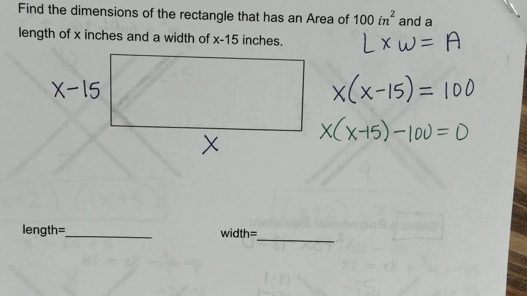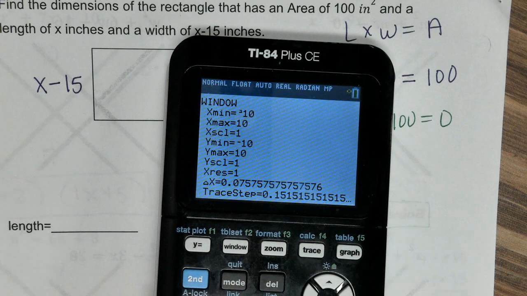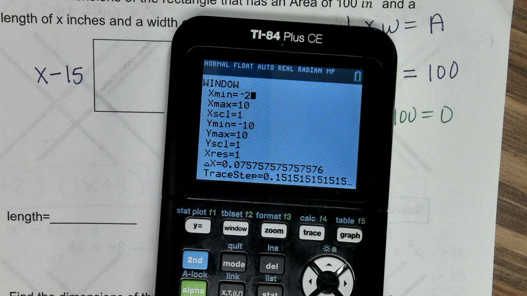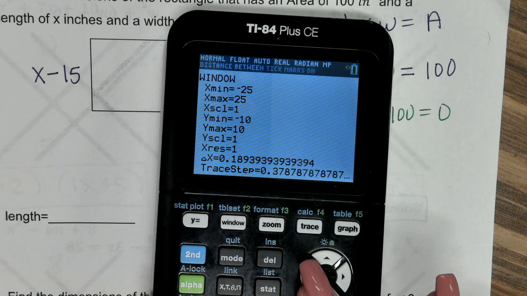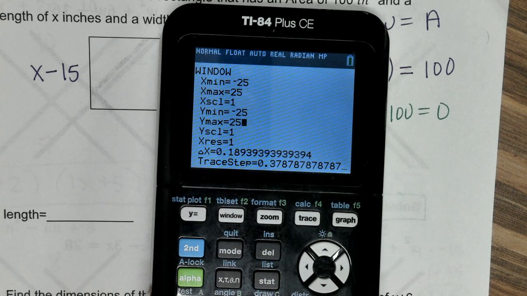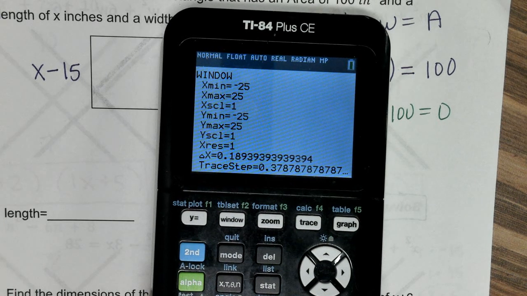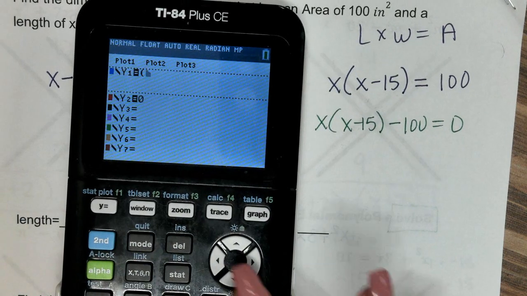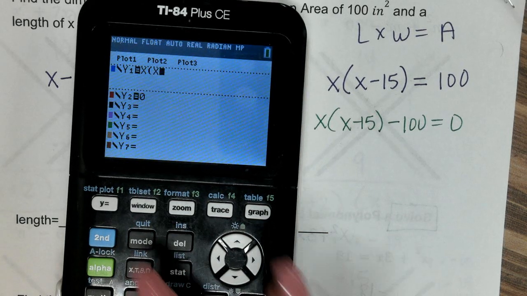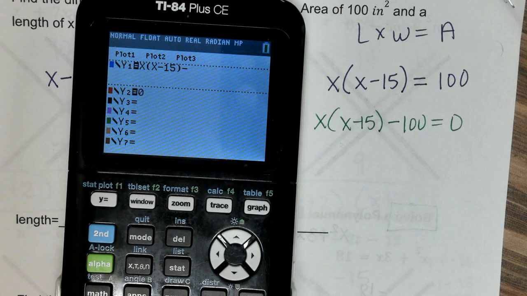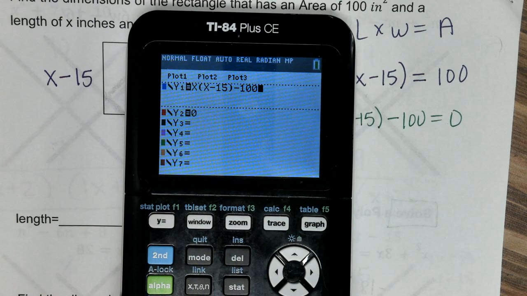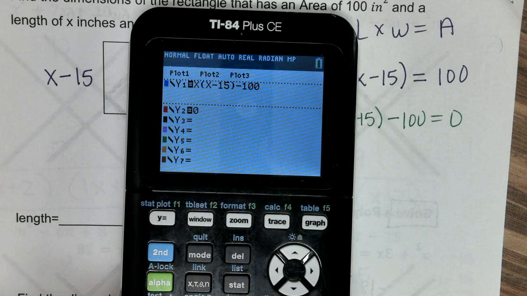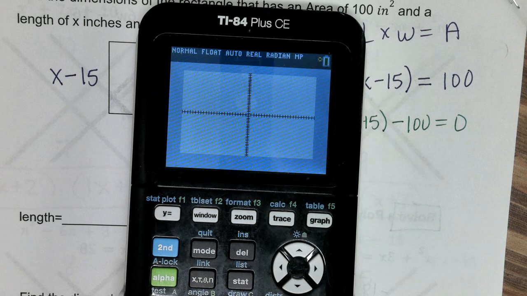Make sense? Now, I have to look at what my windows are set to, and it's probably not going to be big enough. So I'm going to set it to negative 25, positive 25 on both the x-min and max. If that isn't big enough, I'll go make it bigger. Okay? So I go to y equals, I type in x, open parentheses, x minus 15, close, minus 100. Everybody got it? Put for y2, put 0. Second trace, 5. Wait for it to graph.